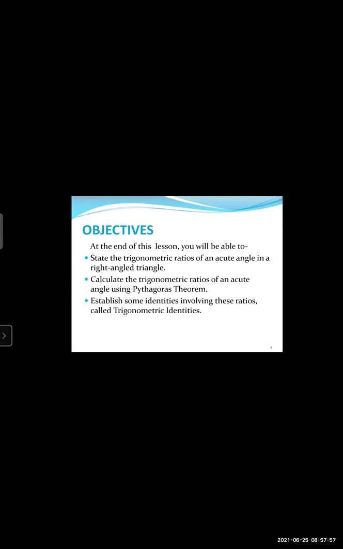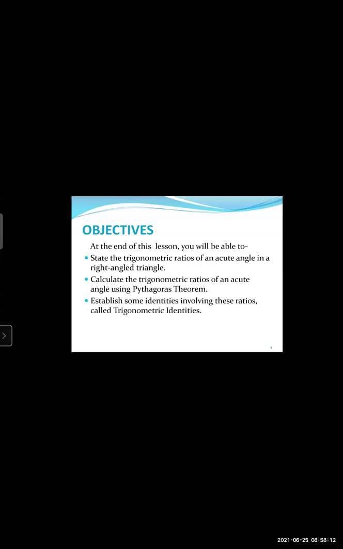So what are the objectives? So, when at the end of this chapter or lesson, you will be able to state the trigonometric ratio of an acute angle in a right angle triangle.